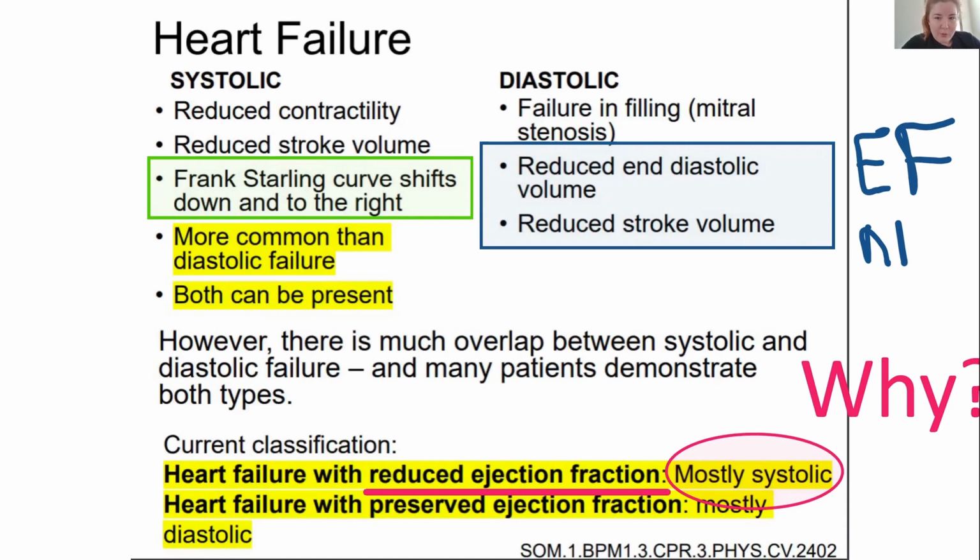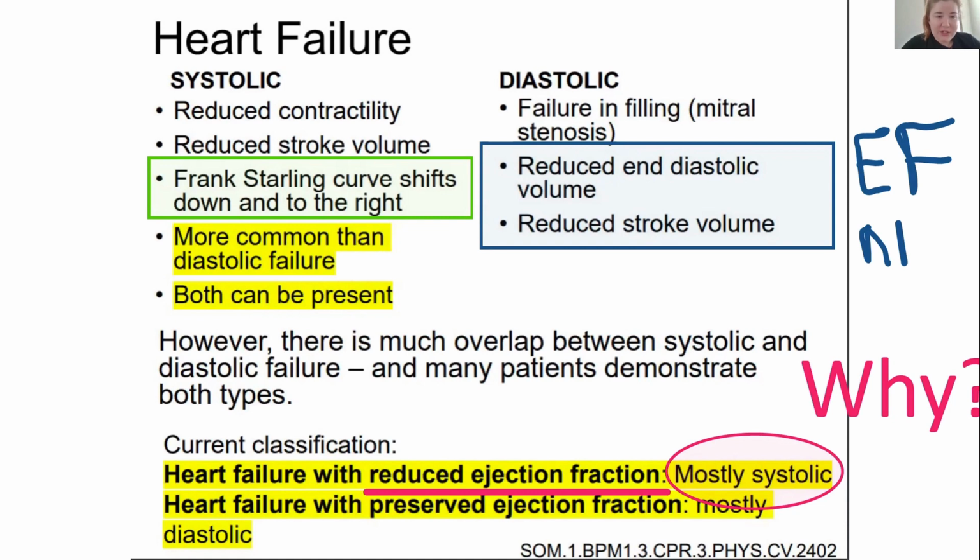So what is the equation for ejection fraction real quick? Put it in the chat. Stroke volume over end diastolic volume. Exactly, stroke volume over end diastolic volume.